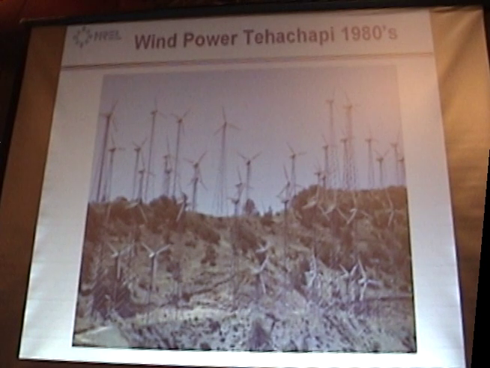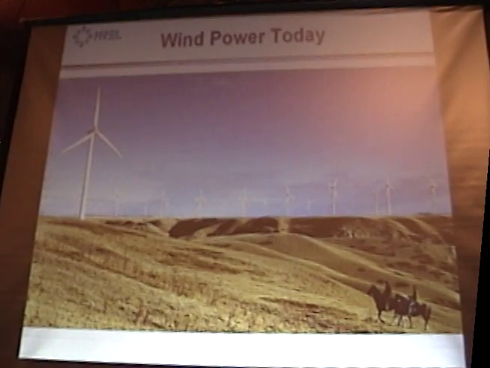This is a picture of Tehachapi Pass in the 1980s. It's about 30 of these 100 kilowatt V19 Vestas wind turbines on the hill. And as the industry grew, they became a little bit neater about how they did the wind farms. This is what it looks like today. This is, I think, a Texas wind farm. Those are 1.5 megawatt machines. So about 2 of these machines equals all those machines in the previous picture.